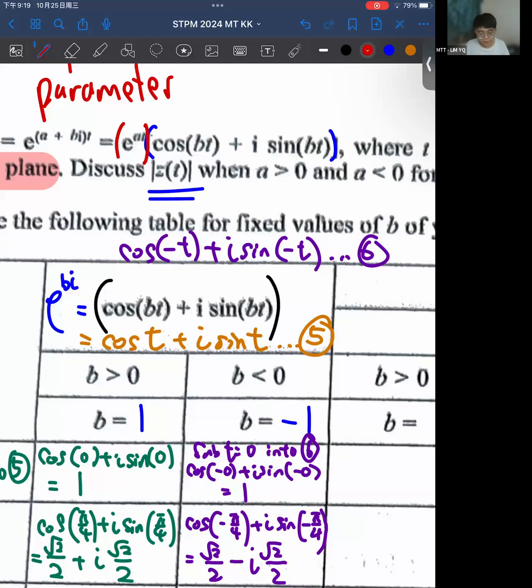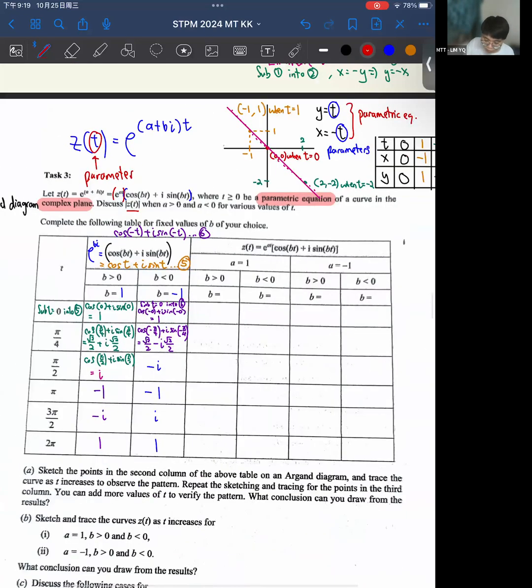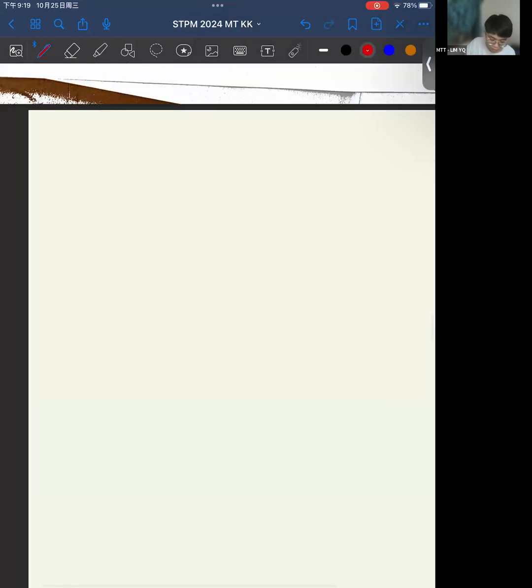Before this, actually, I forgot to discuss one thing, which is this one. What is the modulus of zt when a is greater than 0 or less than 0? Okay, a greater than 0 or less than 0, it doesn't matter. Let us just look at zt only. We try to find what our zt is. So I do a new paper. Now, the modulus of zt. What is your zt? zt is this whole thing.